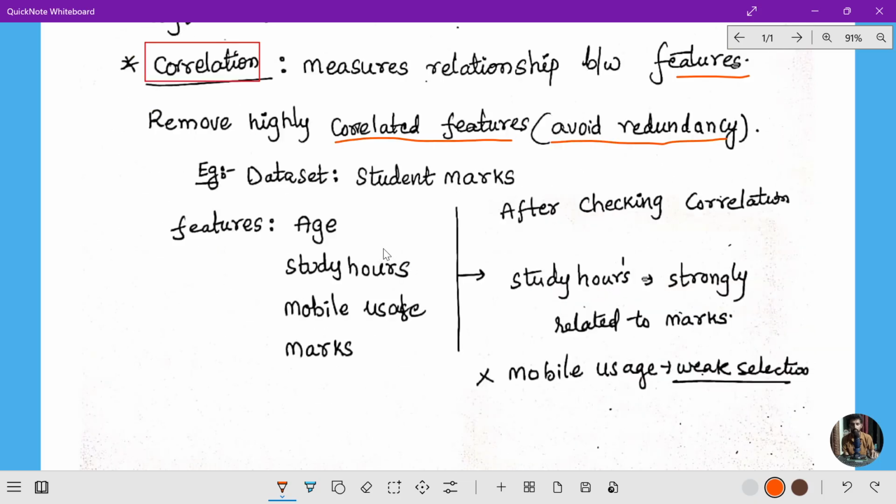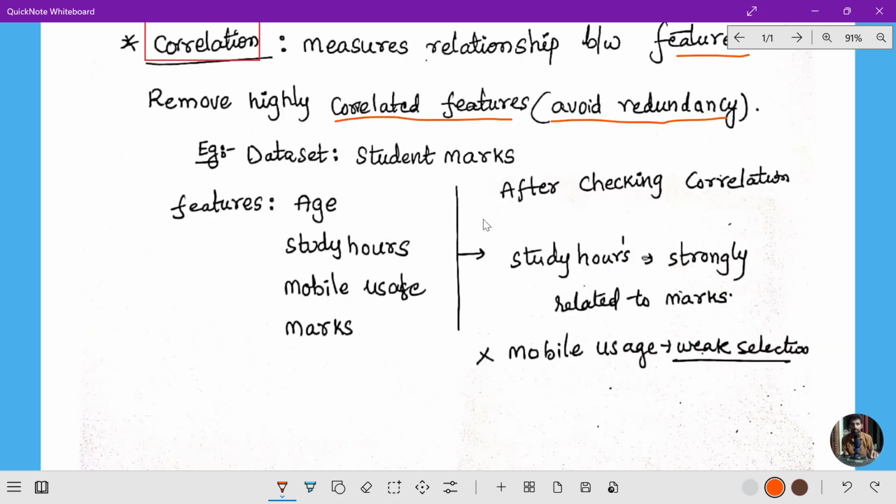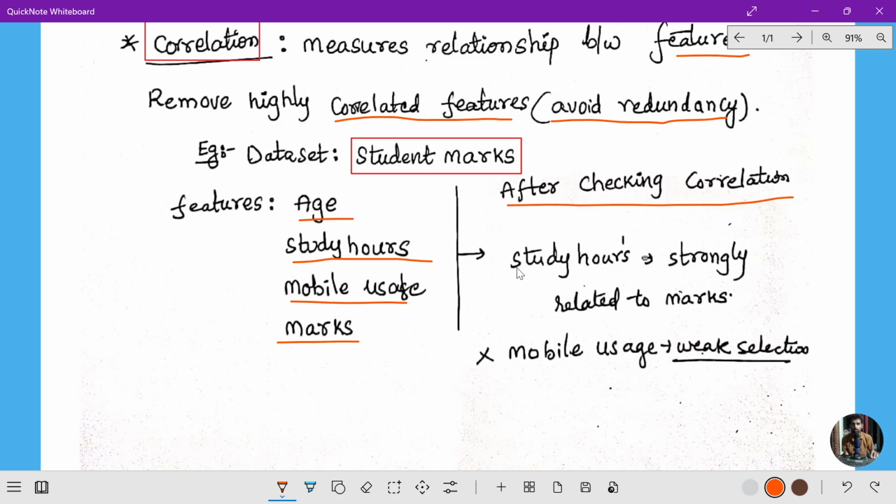You see on the screen, the example data set is called student marks. What are the columns I have mentioned in the table? Age, study hours, mobile usage, and marks. After checking the correlation, study hours is strongly related to the marks. When you work hard 10 hours, you may get one type of result. When you work 5 hours, you may get another type of result. So in this, the study hours is mandatory.